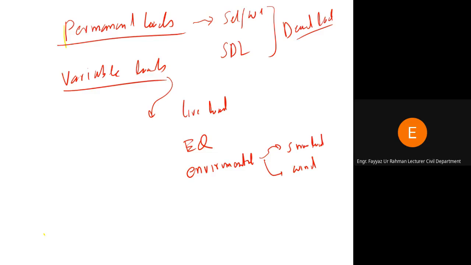So these are the variable loads, because they will act on the structure, not all the time. It will not be there all the time on the structure, but they will be there for some period of time. Clear?